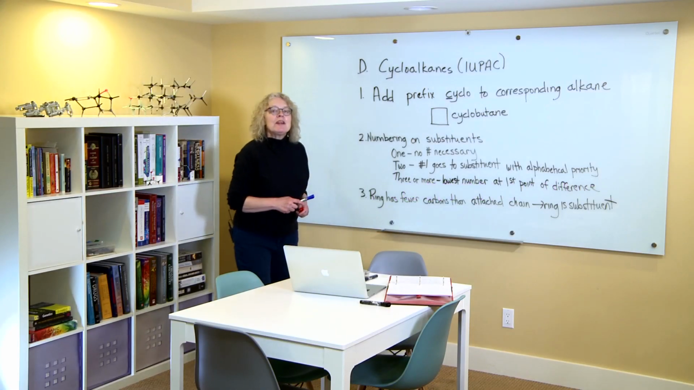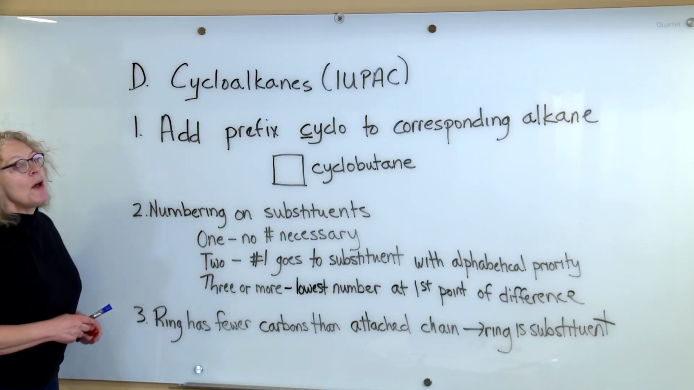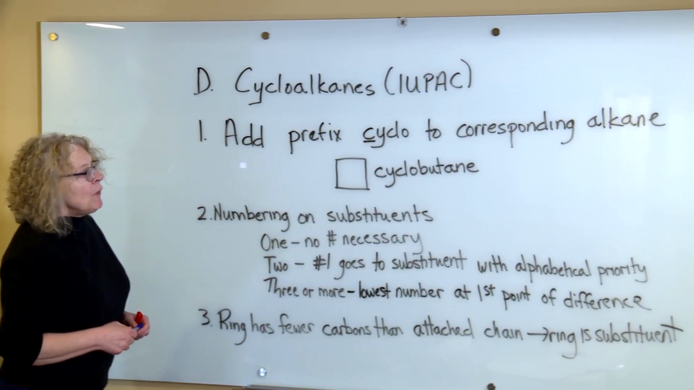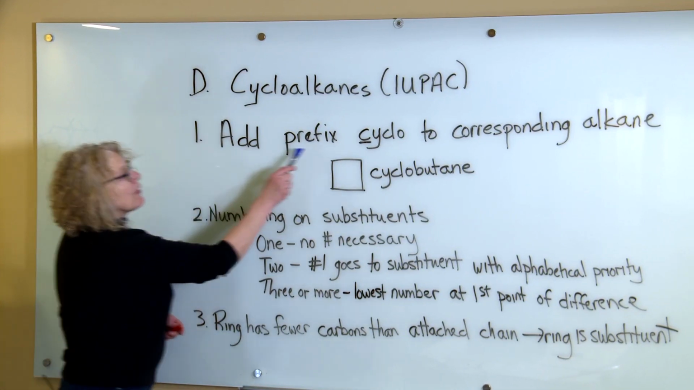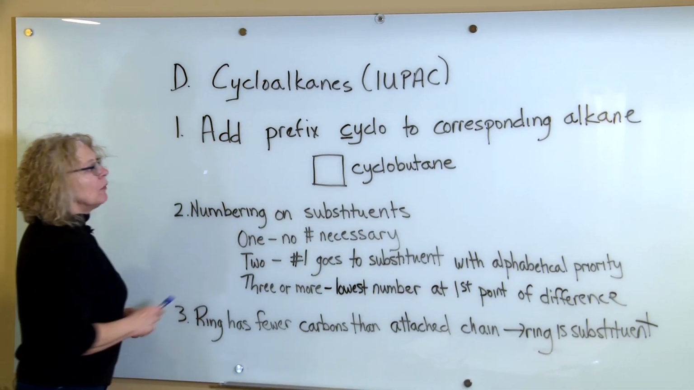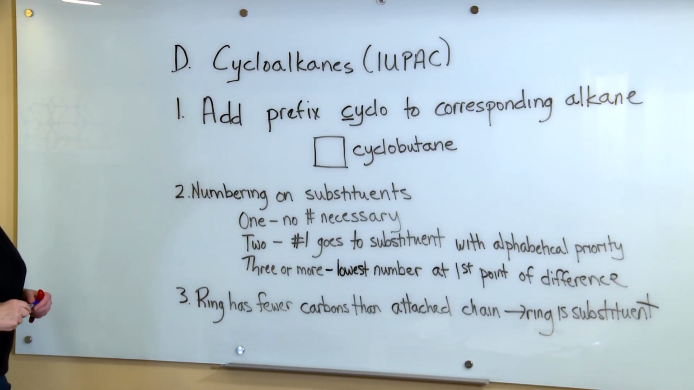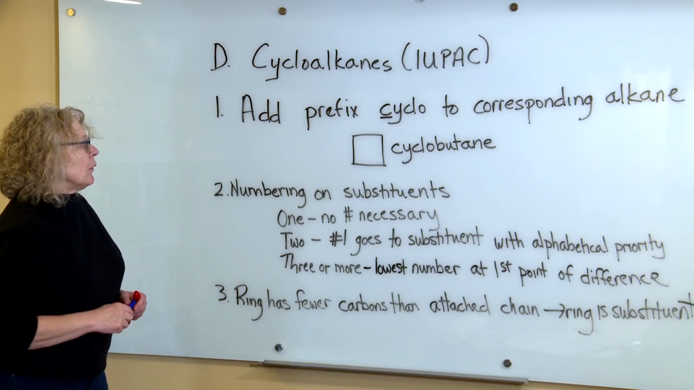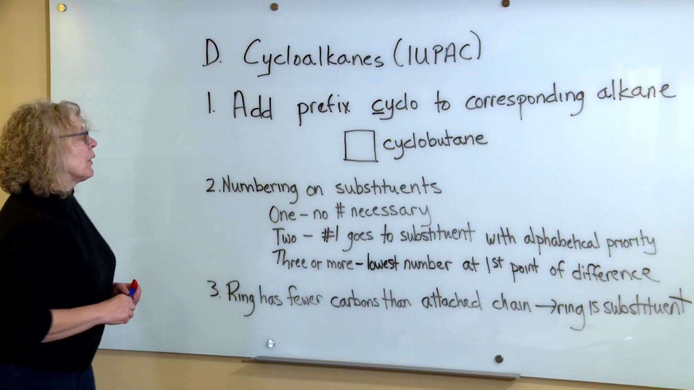Okay, the last thing we need to do in this section is talk about cycloalkanes and look at their IUPAC nomenclature. If you have a cyclic alkane, you add the prefix cyclo to the corresponding alkane. So we just say this molecule with 4 carbons is cyclobutane. There will be substituents on many of these cycloalkanes, so how do we deal with the numbering?